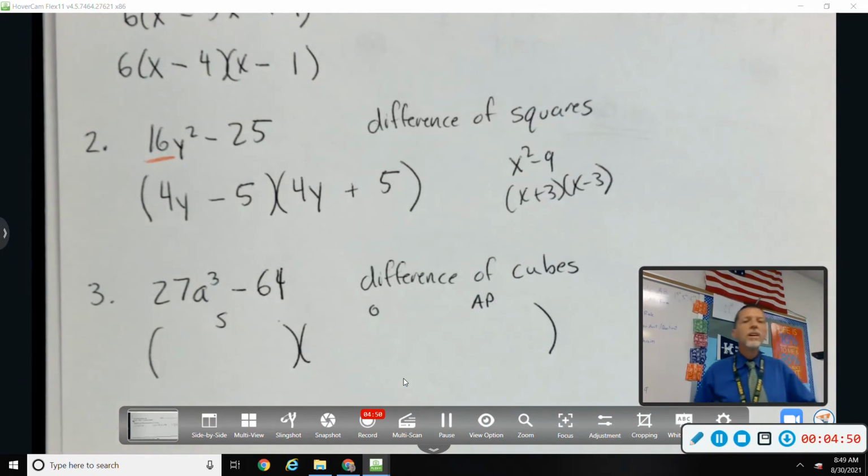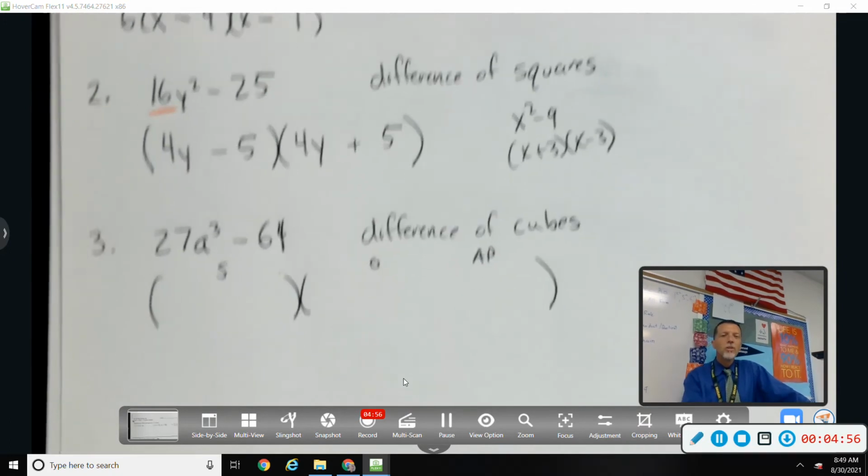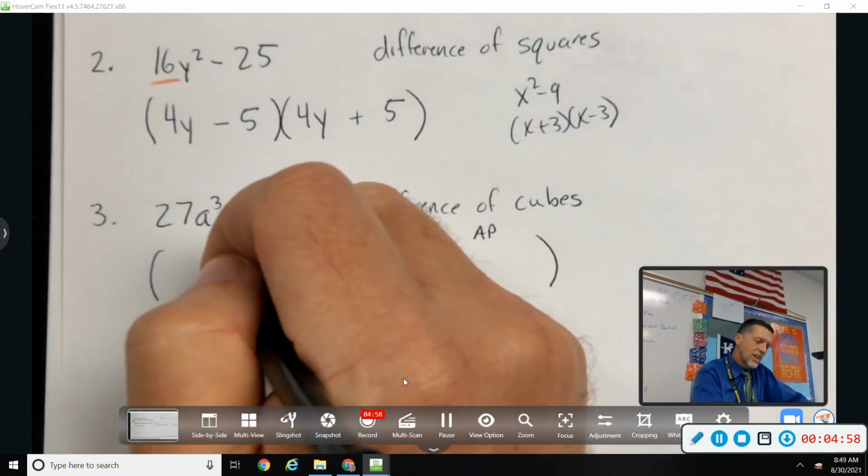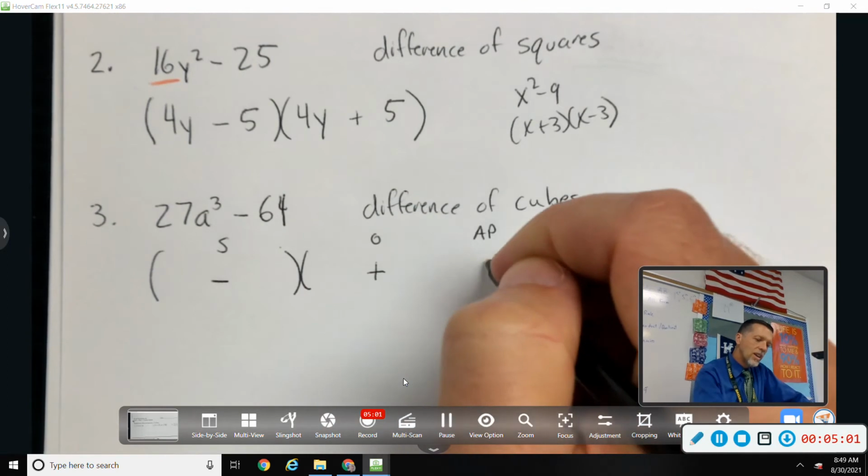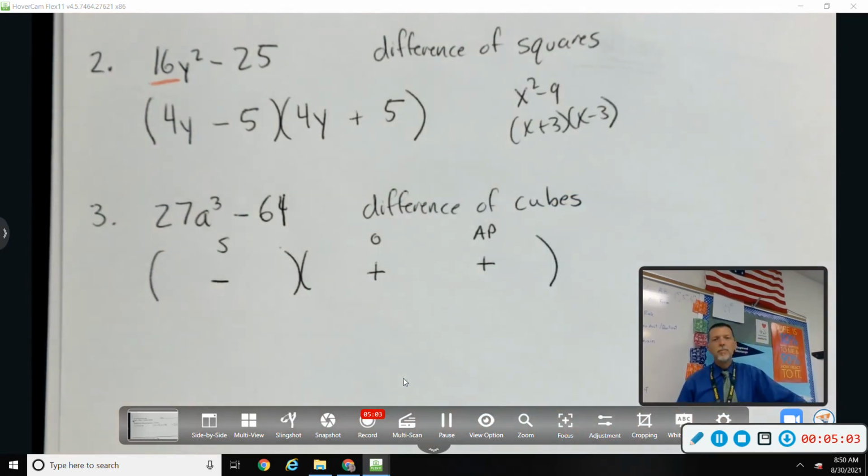SOAP. Same, opposite, always positive. So same sign, opposite sign, always positive. But that only tells you the signs. That doesn't tell you what goes in the blanks. Oh, man, these are some big numbers. So SOAP is nice, but it doesn't tell you everything. It doesn't give you the answer.